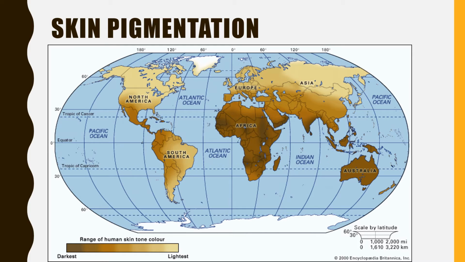Just take a look at this map and keep this picture in your mind. Notice that the darker skin colors occur really close to the equator or near the equator, and as we move away from the equator, either north or south, the skin color becomes lighter in complexion.